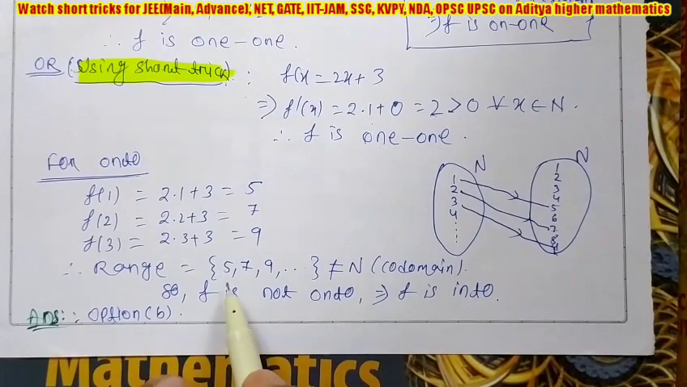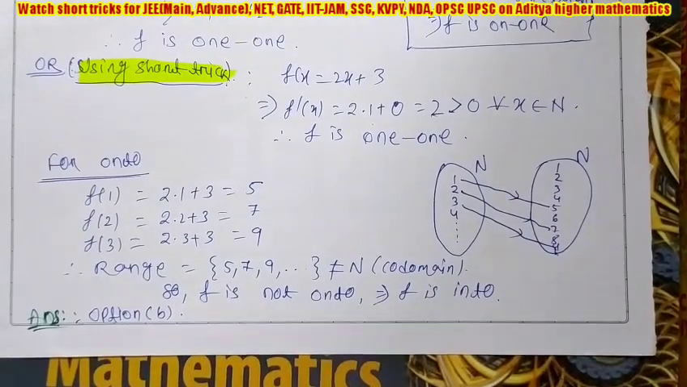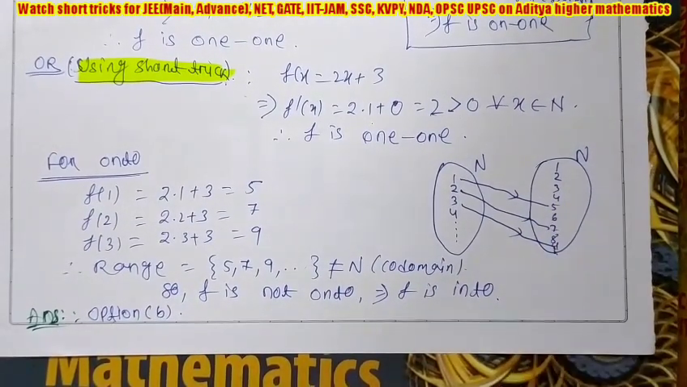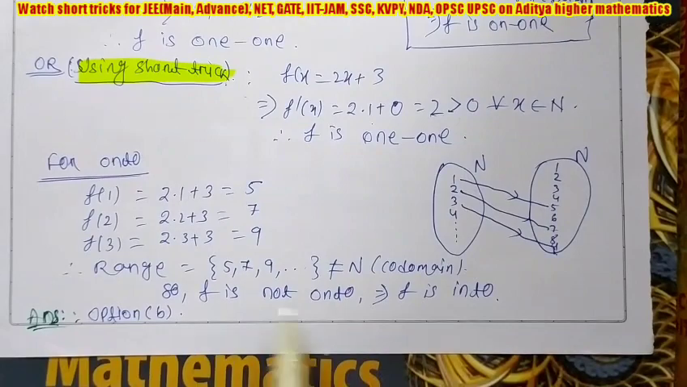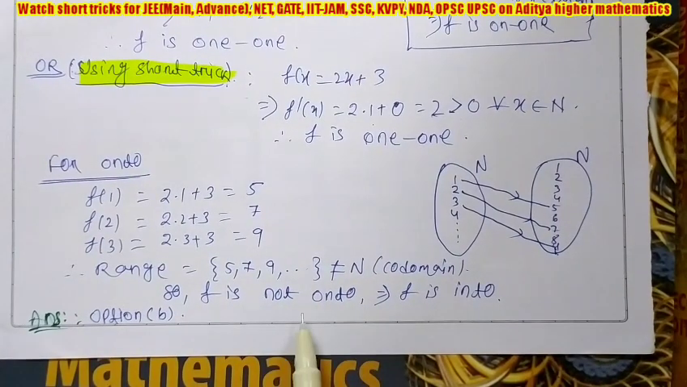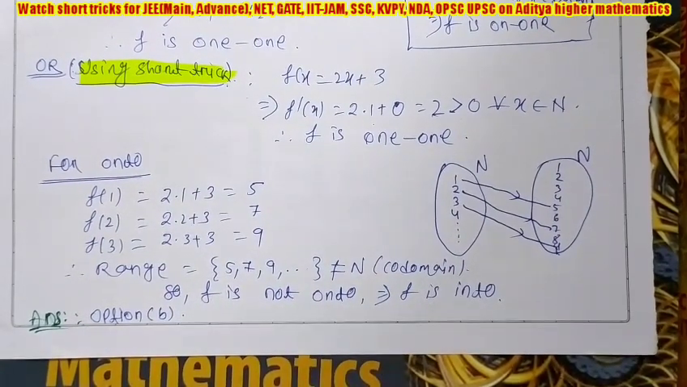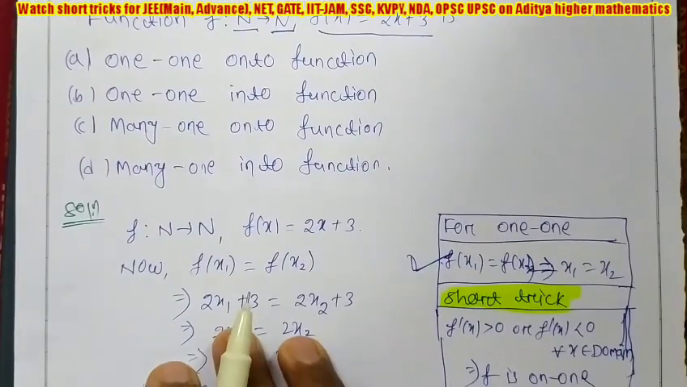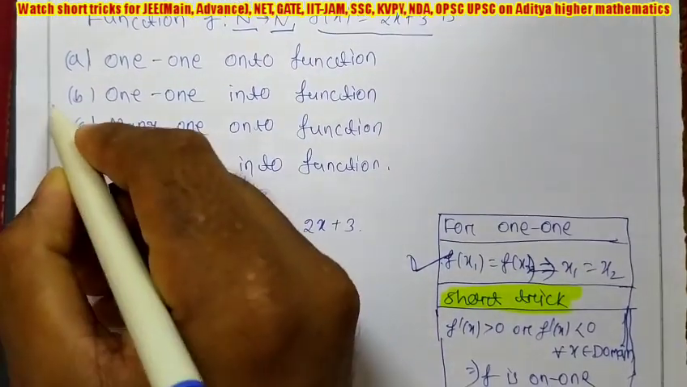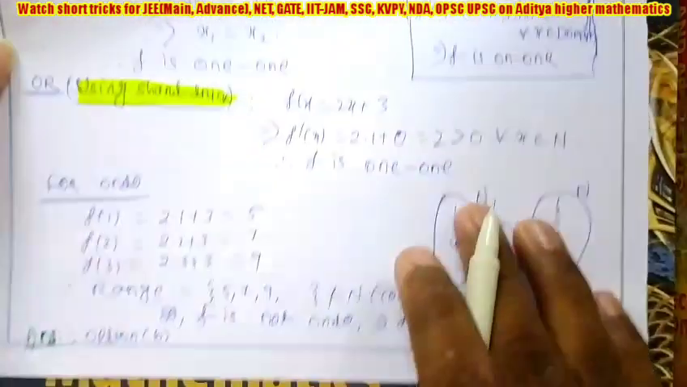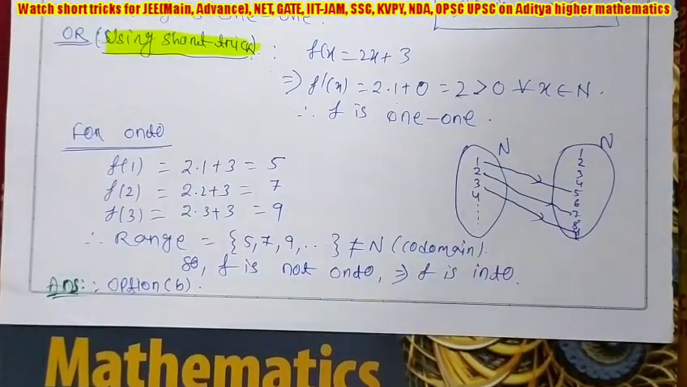So the range you will get is a set like this, which is not equal to the codomain. Or you can also say there exist points in the codomain which have no preimage, so the function is not onto. When a function is not onto, it is an into function. So we are getting 1-to-1 but into, which option? Yes, option B. So option B is the correct answer.